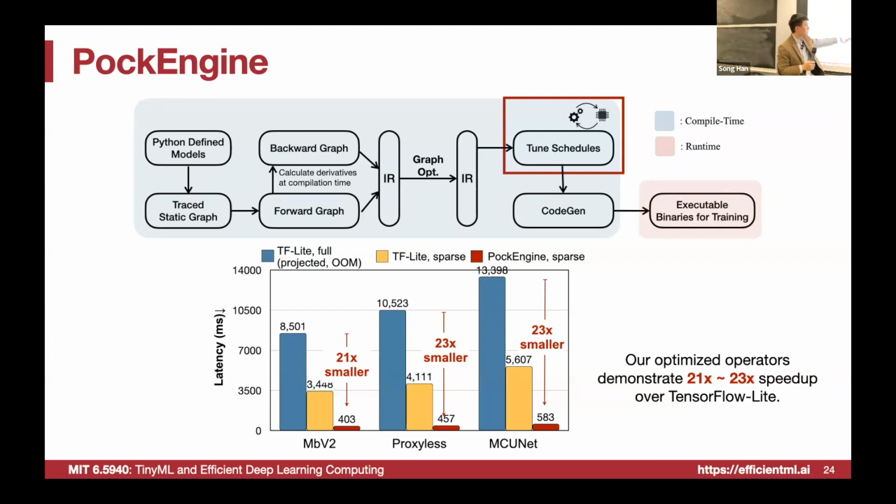So the original part is in blue, the TensorFlow Lite with a full update. And the yellow part is the TensorFlow Lite sparse update. By applying sparsity, you can already get a more than 2x speedup. And together with the PockEngine, including all these compiler techniques, you can get pretty significant improvement.